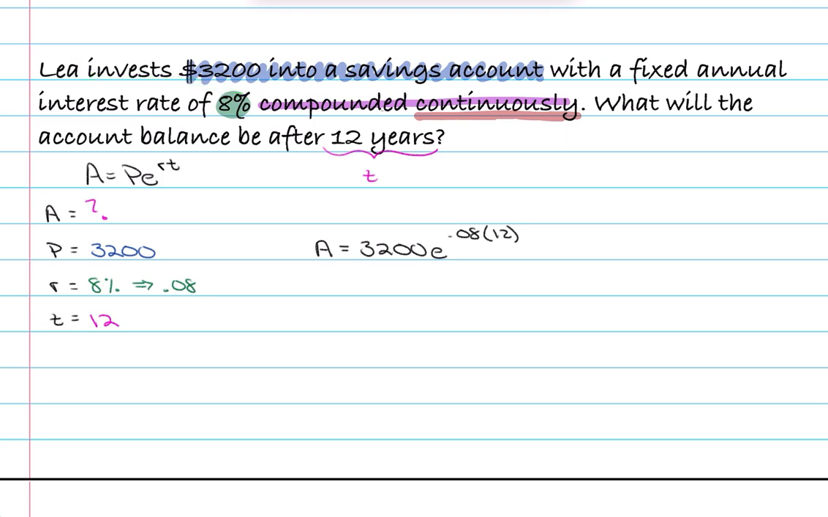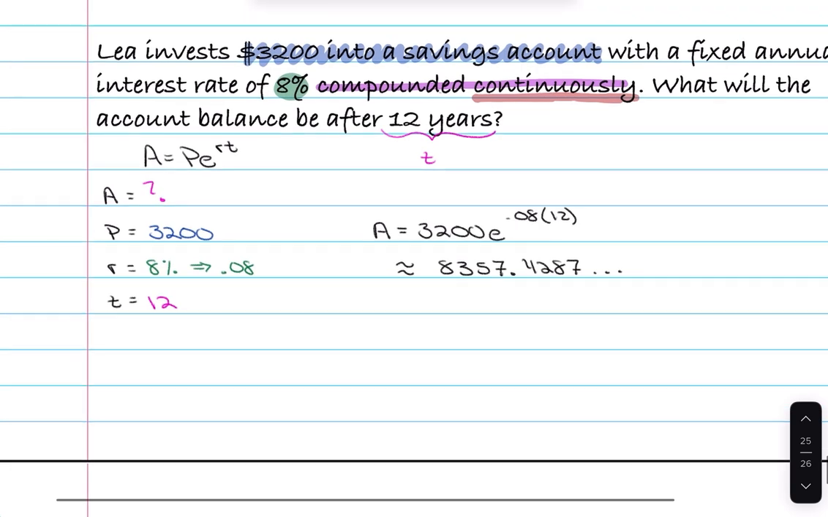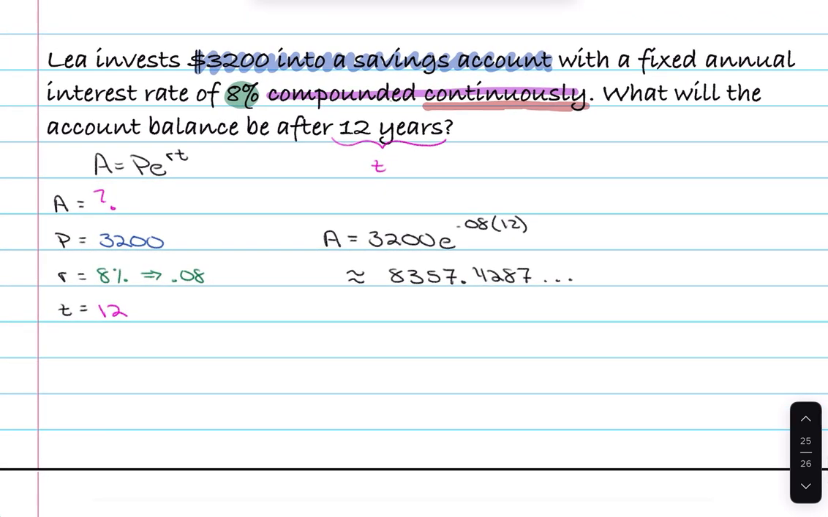Okay, when you plug this into the calculator, you're going to get about 8357.4287. And again, this would keep going. So the problem didn't tell me what to round to, so I'm going to round to the nearest cent. So I'm going to look at the 2, bump that 8 is going to bump it up. So I am going to end with $8,357.43.